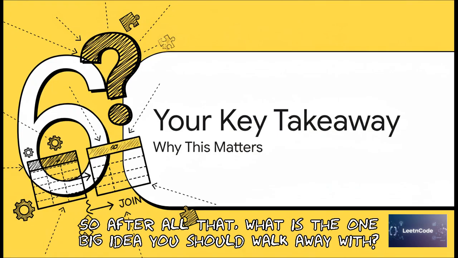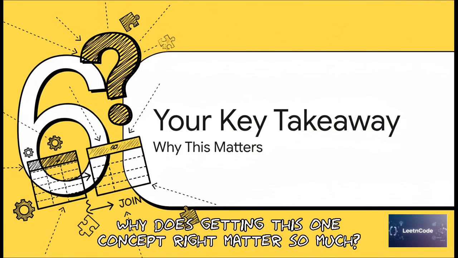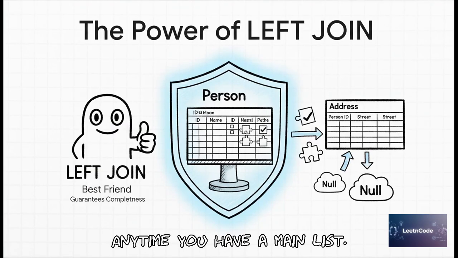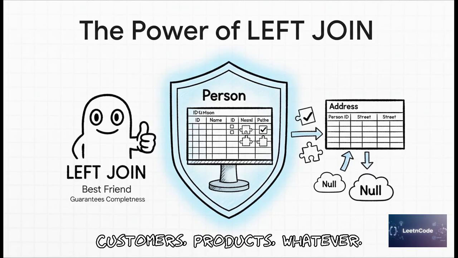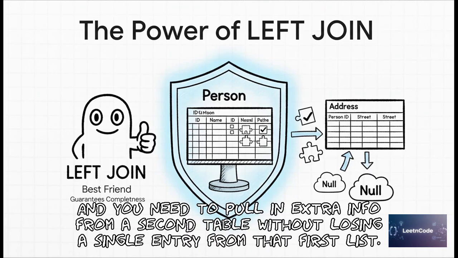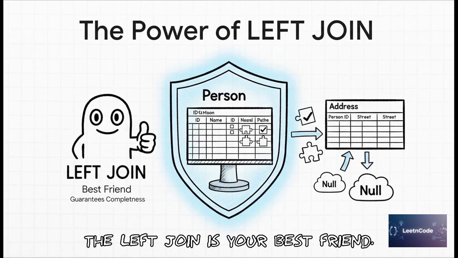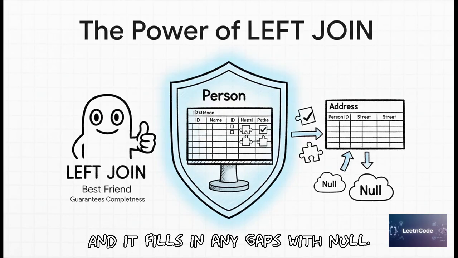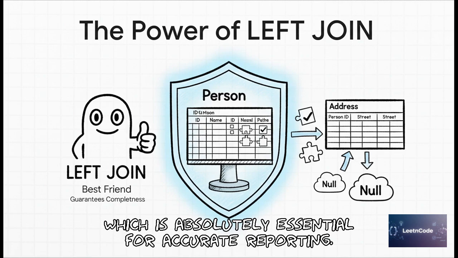So after all that, what is the one big idea you should walk away with? Why does getting this one concept right matter so much? Here's the bottom line. Anytime you have a main list, customers, products, whatever, and you need to pull in extra info from a second table without losing a single entry from that first list, the left join is your best friend. It guarantees completeness. It basically says, my main list is sacred, and it fills in any gaps with null, which is absolutely essential for accurate reporting.